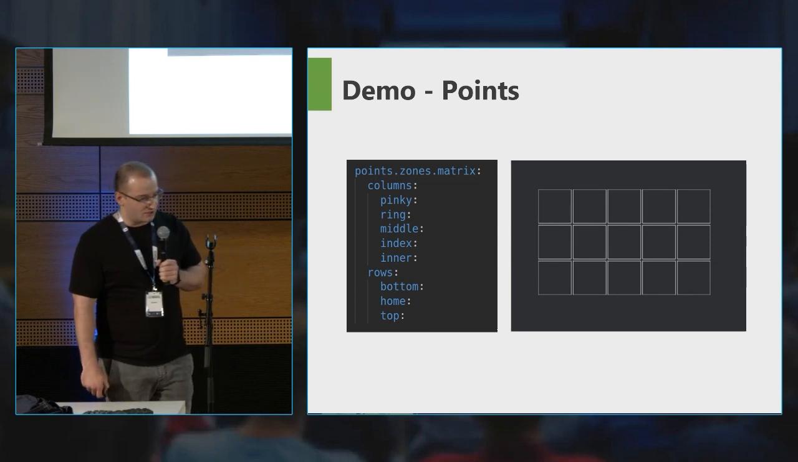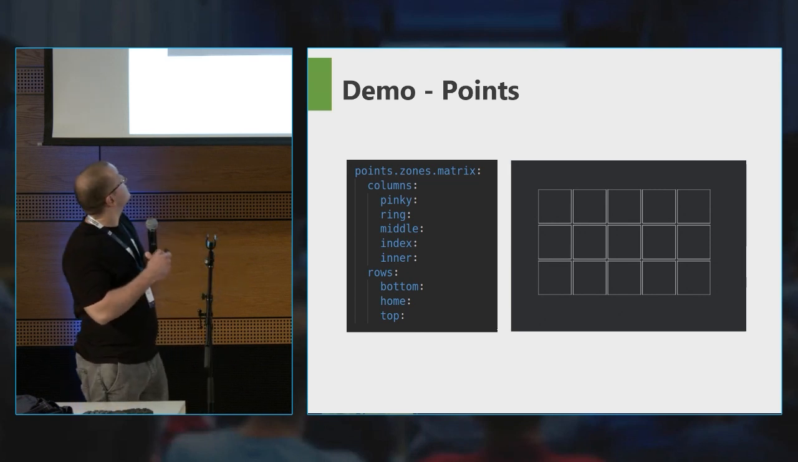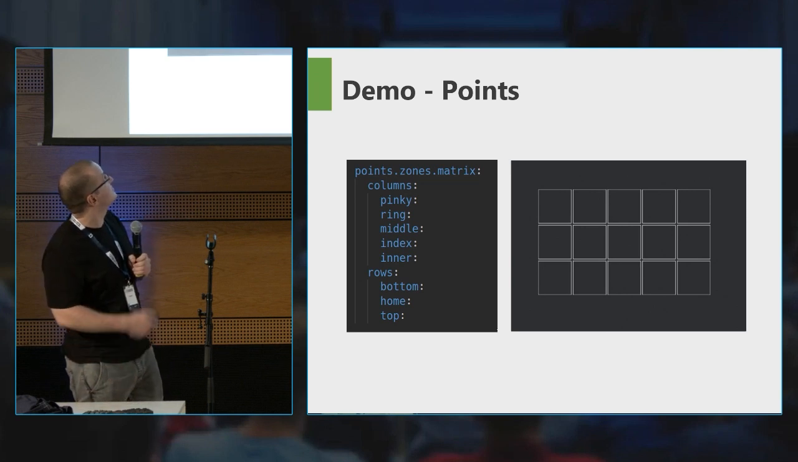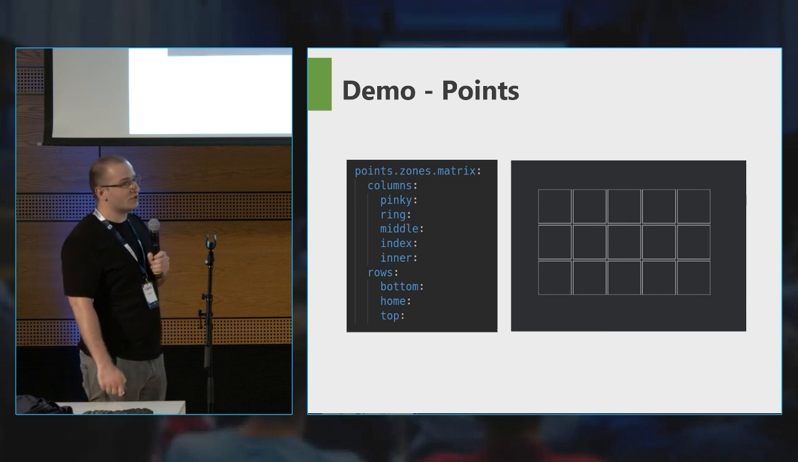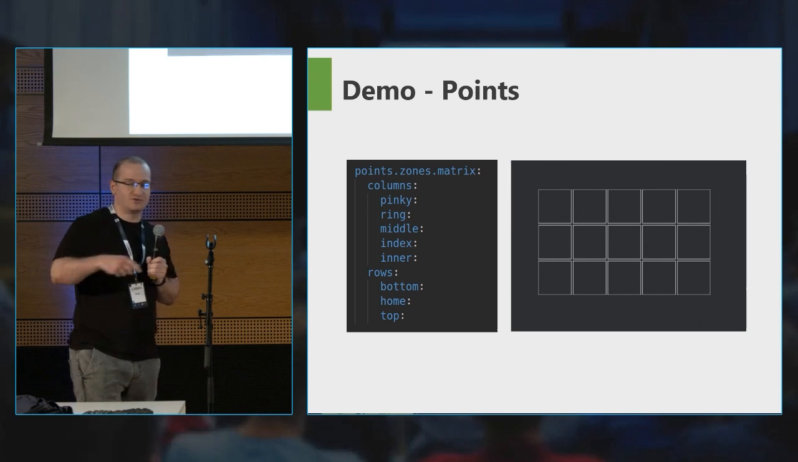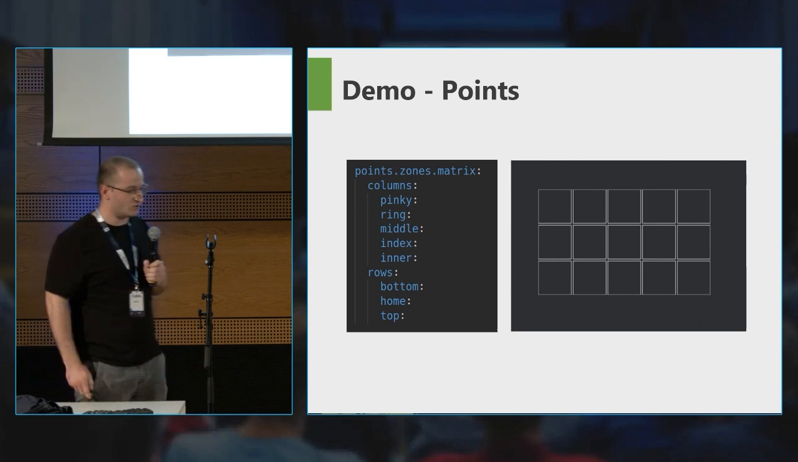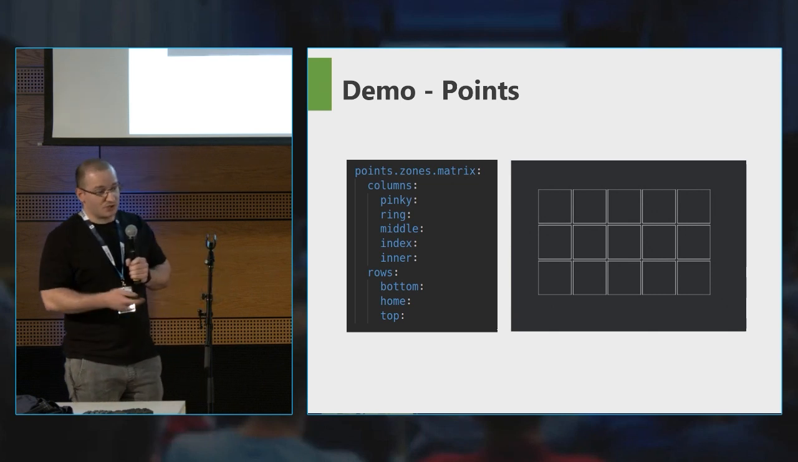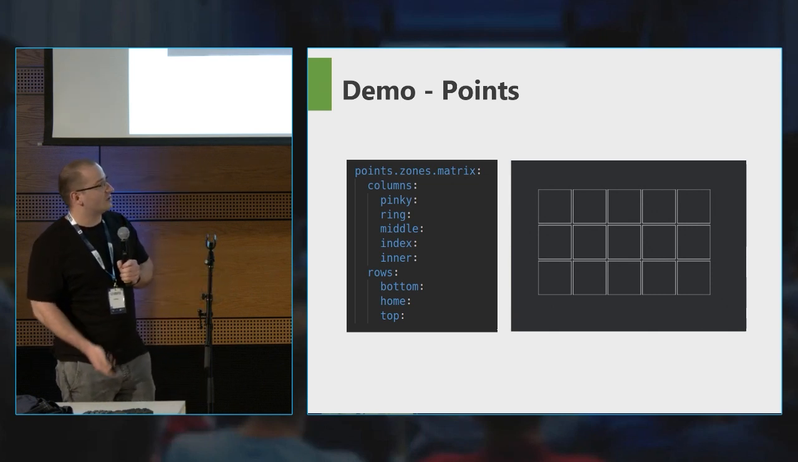So in this basic example, we just declare a zone called matrix that has 5 columns and 3 rows, which is laid out from left to right and from bottom to top, as the order might suggest. And if we input this to the program, we get the 3x5 matrix on the right.